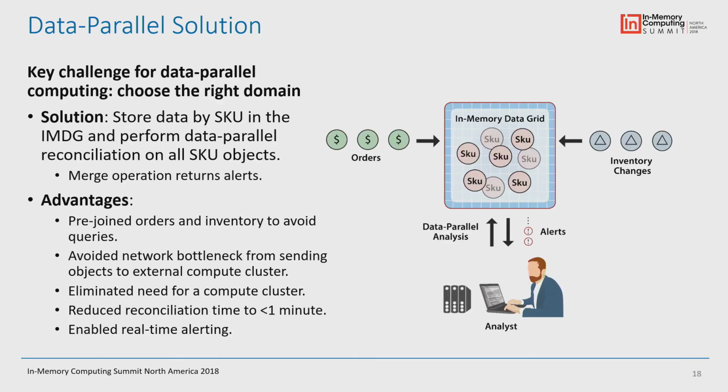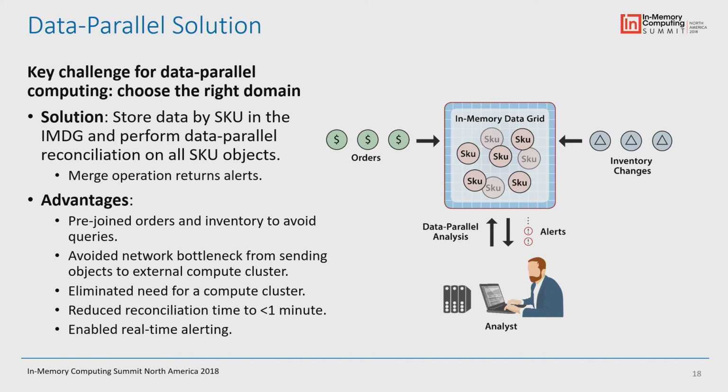So we came up with the idea: why don't you organize this data by SKU in the grid? The objects shouldn't be order objects, they shouldn't be inventory change objects, they should be SKU objects. And then when orders and inventory changes occur, just do CRUD-based updates, read and update of those objects. So what this is essentially doing is pre-joining orders and inventory by SKU.